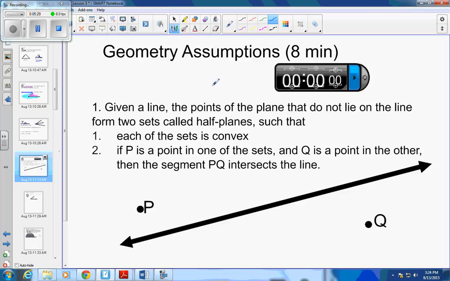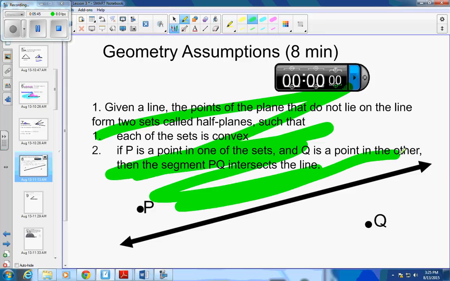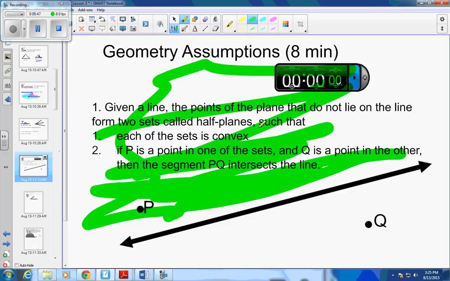This is going to be 8 minutes long, probably less because I'm going to fly through this. So given a line, the points of a plane that do not lie on the line form two sets called half planes. So we have a half plane. This all up here, this is one half plane cut by this line.